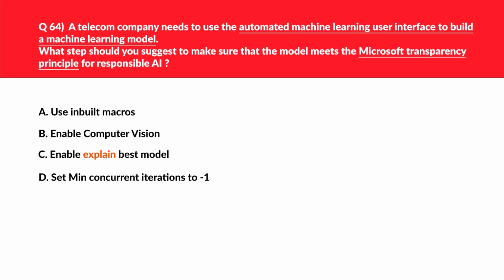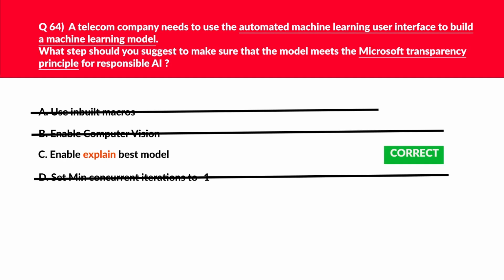Let's move to the next one. The question is about the transparency principle. If we want to use the automated machine learning user interface to build a machine learning model using the transparency principle, then we need to be fully aware of the limitations for overall usage. The keyword here is explain in option C. The word explain is associated with transparency. So option C looks good because in the question there's a mention of transparency and we got the word explain, which is a keyword for transparency. Looks good. We'll reject the rest of the options and lock it as the correct answer.